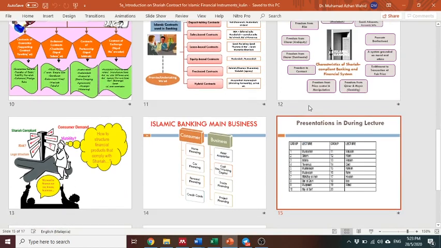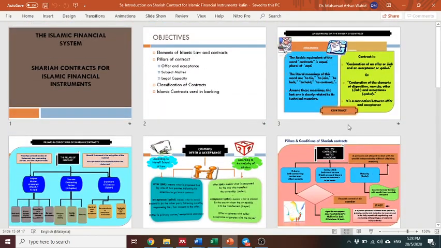Okay, so I think that's all for our second session related to the Sharia application, Sharia contracts for Islamic financial instruments. So we are going to continue the session on this topic later. Thank you very much.